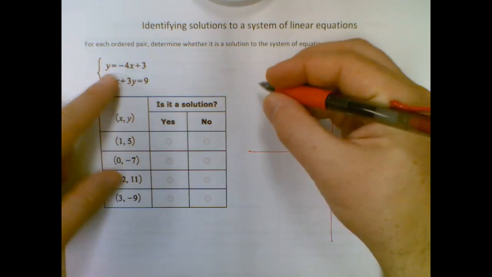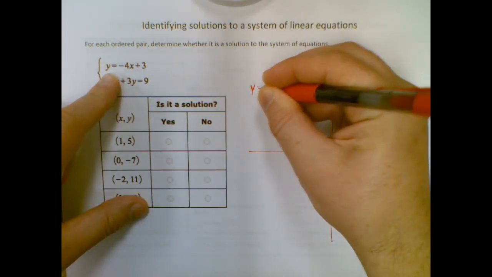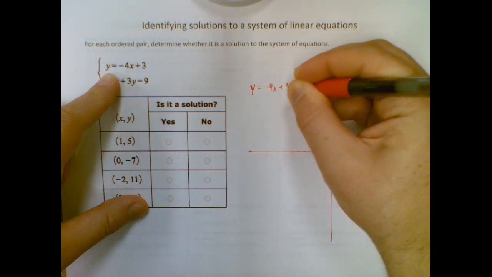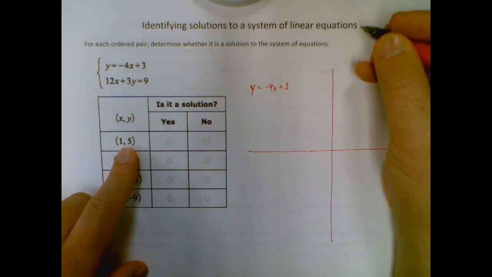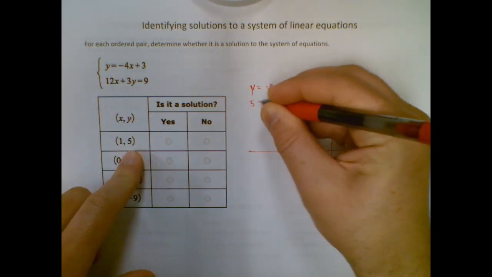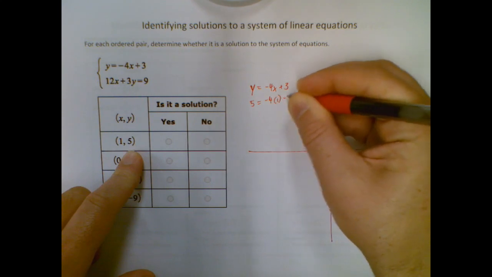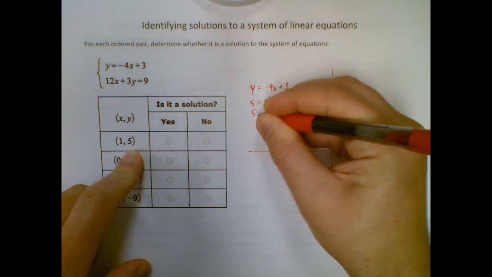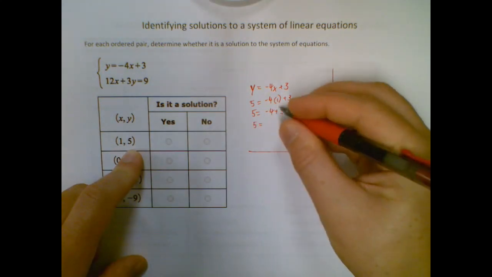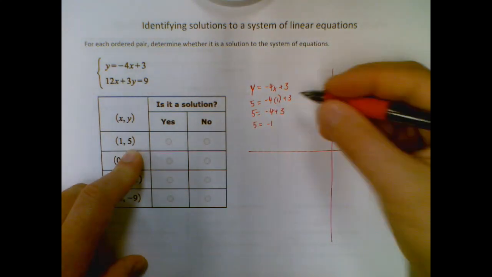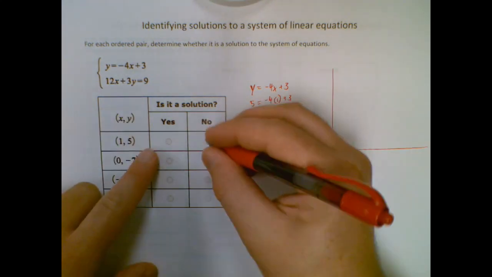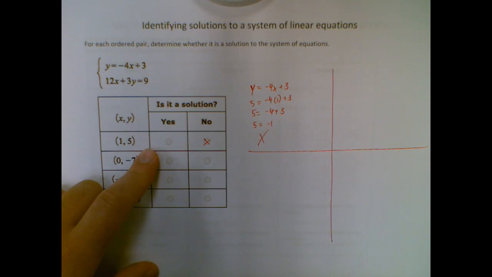So looking here, we have y equals negative 4x plus 3. Okay, and I'm going to replace that with x as 1 and y as 5. So 5 equals negative 4 times 1 plus 3. 5 equals negative 4 plus 3. 5 equals negative 1. That already doesn't work, so I don't even have to check the second one, so that's going to be a no for that point.